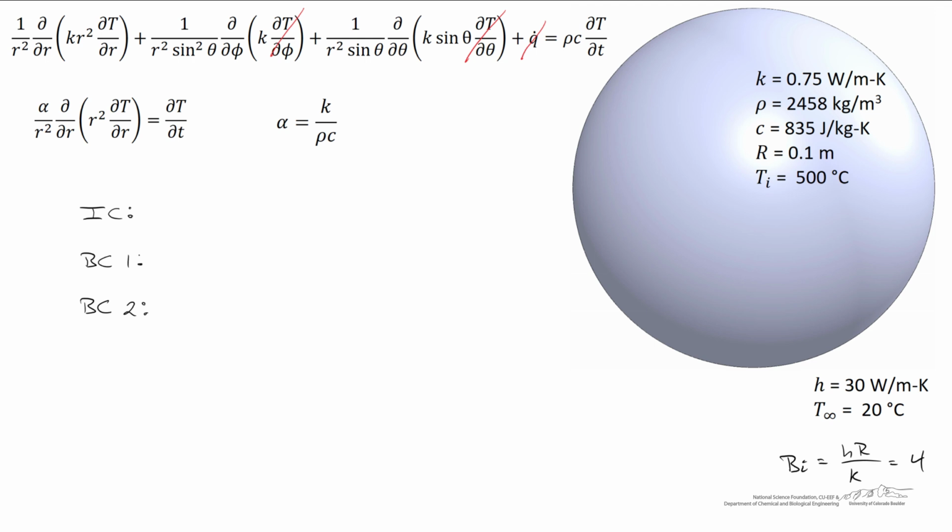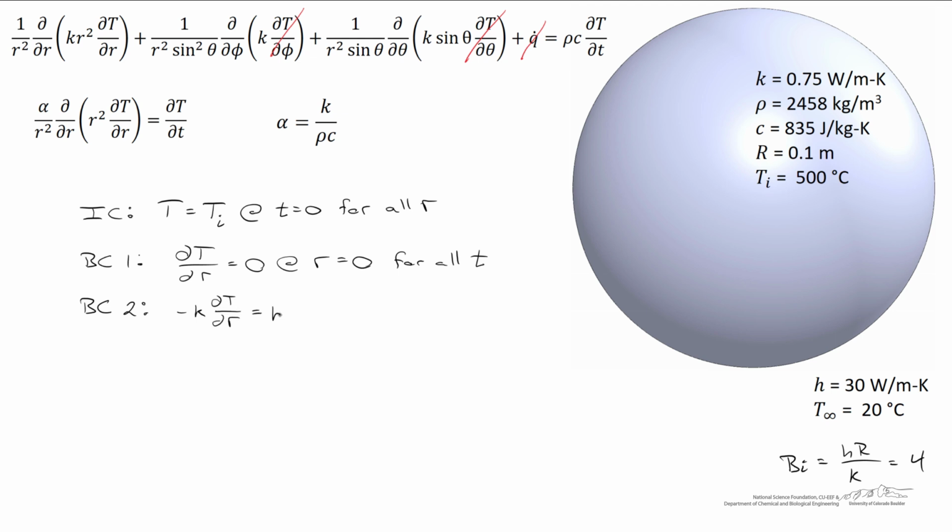To solve this equation, we're going to need one initial condition, and that's that T is equal to some initial temperature, in our case 500 degrees C, at time equal to 0, and this is applicable for all r. The first boundary condition is a symmetry condition, and that says that the temperature gradient dT/dr has to equal 0 at r equals 0, the center of the sphere, and this applies for all time. The second boundary condition applies at the surface of the sphere, balancing the conductive flux, negative k dT/dr, with the convective flux, which is h times the temperature at the surface minus T infinity. And this is applicable at r equals capital R for all time.